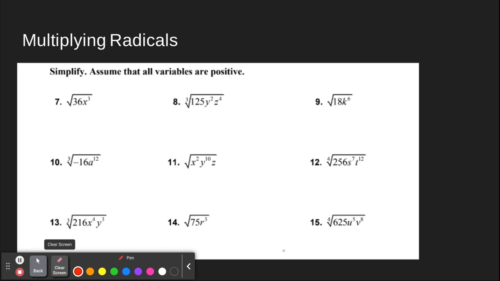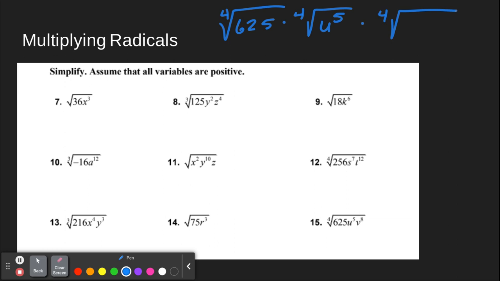Pick one. Elena? 15. Oh, thanks a lot, Elena. Number 15. All right. It's the 4th root of 625 times the fourth root of u to the fifth times the fourth root of v to the 8. Well, now it's important that we start learning from our previous ones. The fourth root of 625, you can put in your calculator. That is 5.